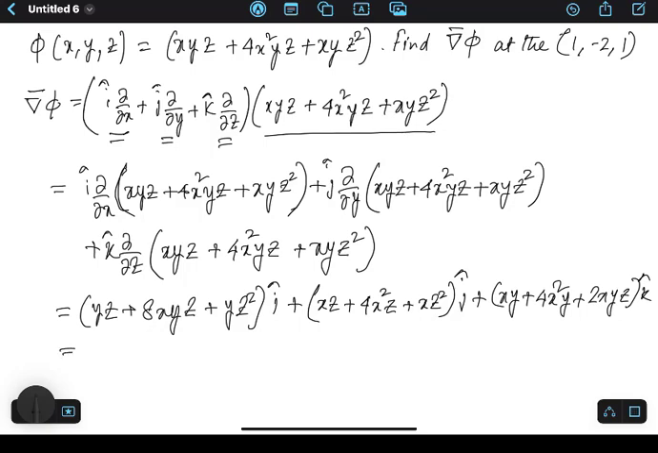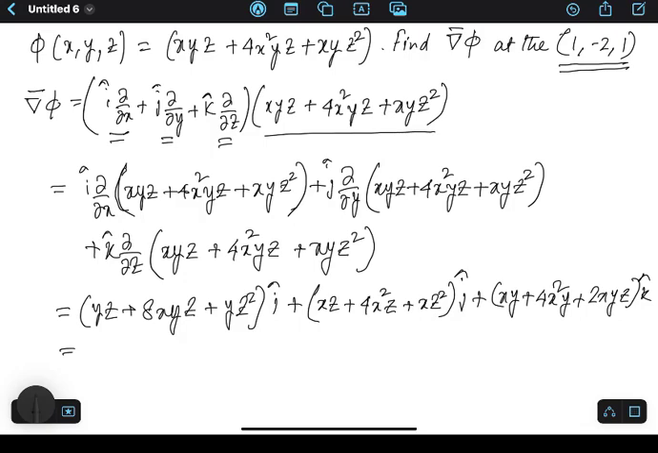Now this is not over, this is a vector quantity after getting grad phi. But now the question says that you have to find out the value of this grad phi, which is a vector quantity obviously, because you have these i, j and k components. But you have to substitute the value of x as 1, y as -2 and z as 1 and get the value of the vector grad phi.